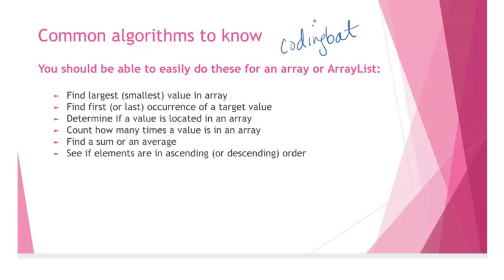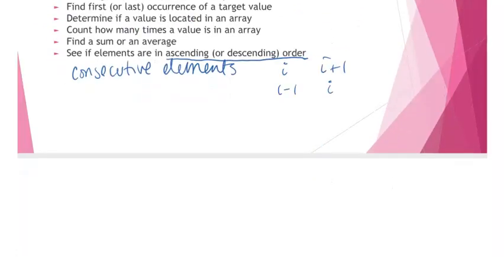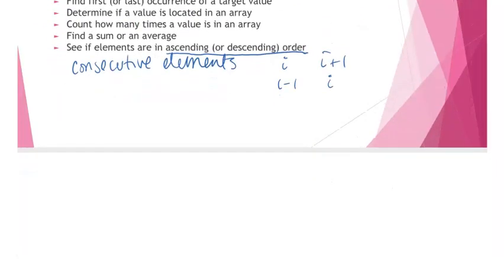And it's also important to recognize when you're trying to check if elements are in ascending or descending order. So in this case, in order to do that, you have to check consecutive elements. And when we're checking consecutive elements, you can either do that with i and i plus 1 or i minus 1 and i. Regardless of how you plan to go about doing that, you have to make sure that your for loop header accommodates for it so that you don't go out of bounds. We don't want that to happen, okay? So what do I mean by that?